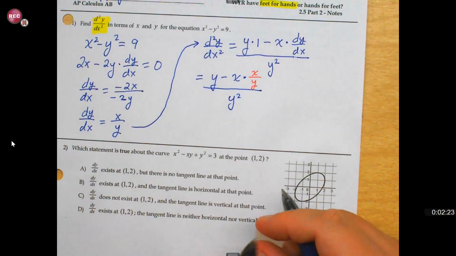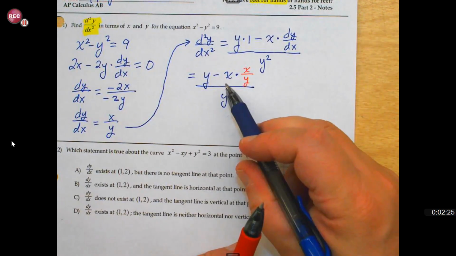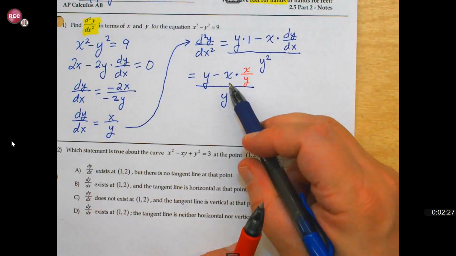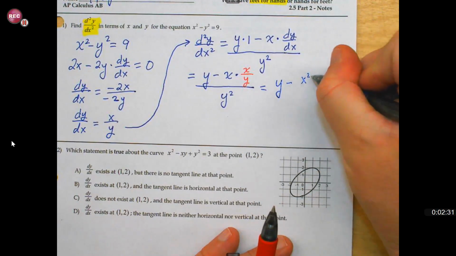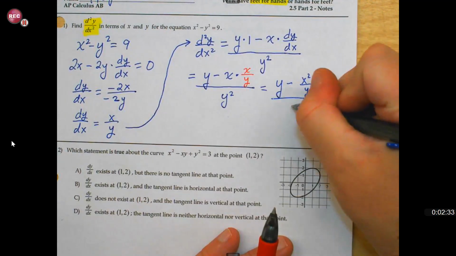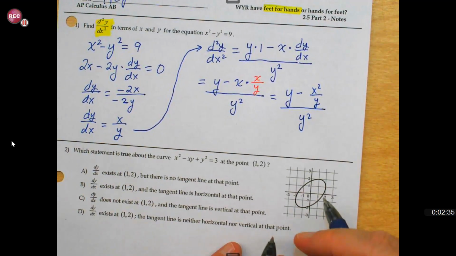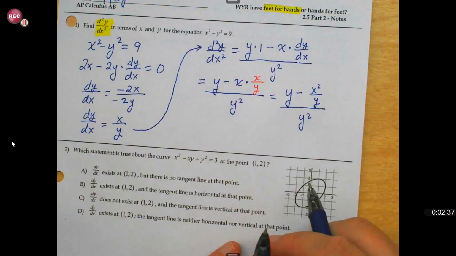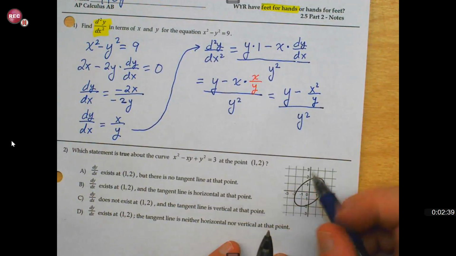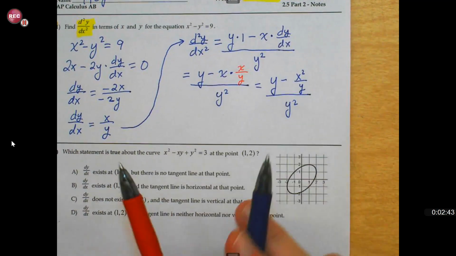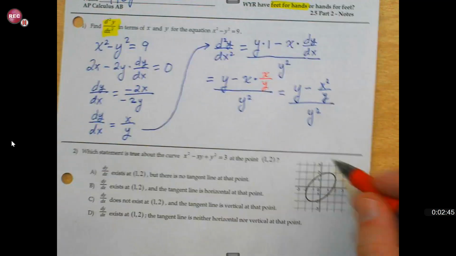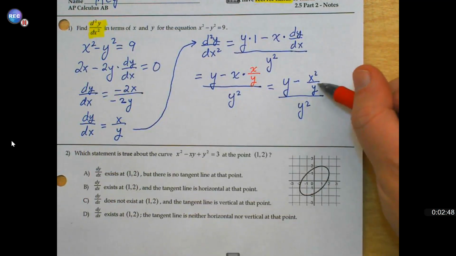Now, I can multiply the x to the numerator because this is like x over 1. So that'll give me y minus x squared over y, divided by y squared. We are in terms of x and y, but this is a complex fraction. Complex fractions are not considered to be simplified all the way. So I want to eliminate this extra denominator.